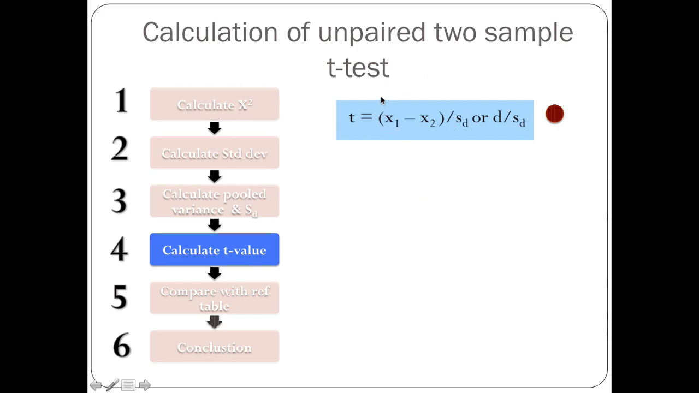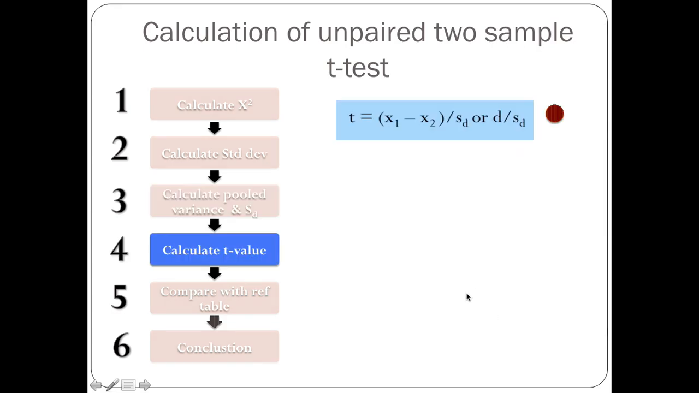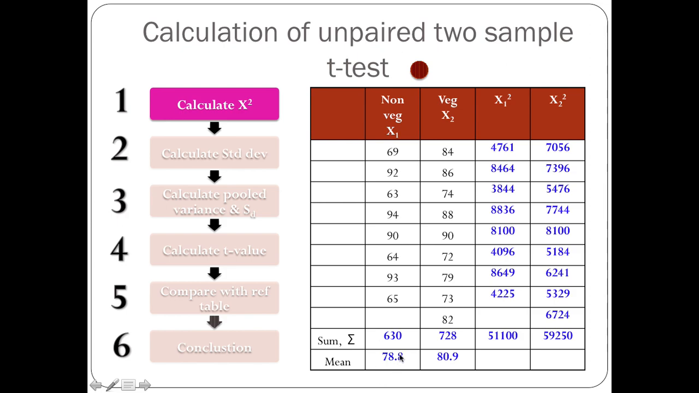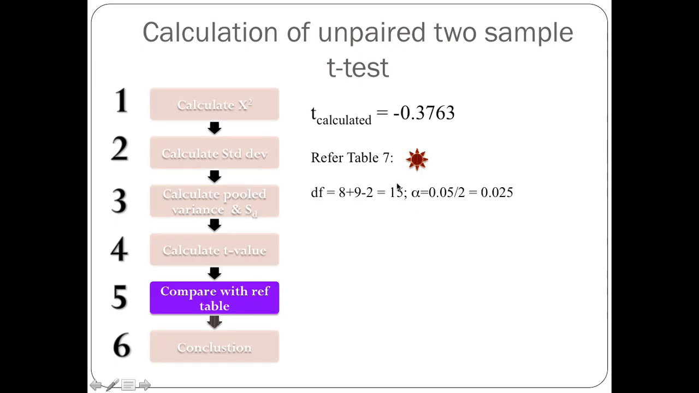The fourth step, calculate the t-value. So the mean of x1 minus the mean of x2 divided by the standard deviation, which is 5.58 that you have obtained over here. So still remember what is the mean of x1 and the mean of x2. If you can't remember, go back to the table. The mean of x1, the non-vegetarian, 78.8. The vegetarian, 80.9. So replace them, bring them into the formula, and you get the answer. The calculated t-value is minus 0.3763.